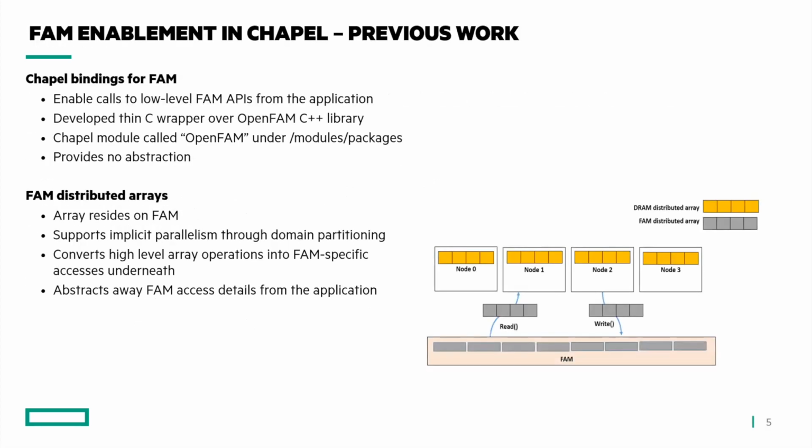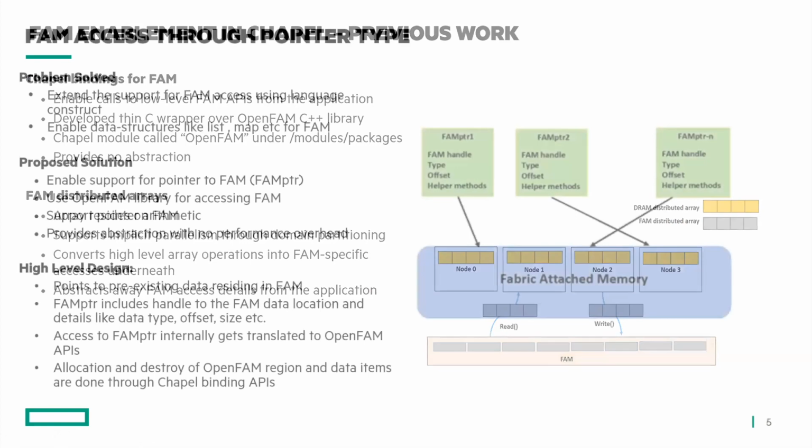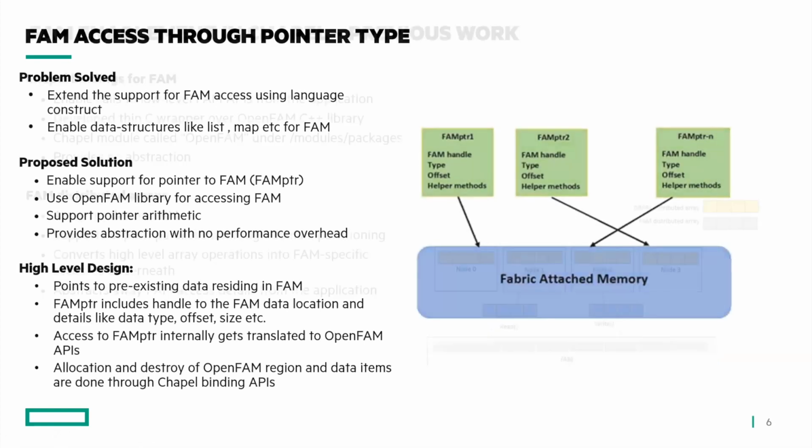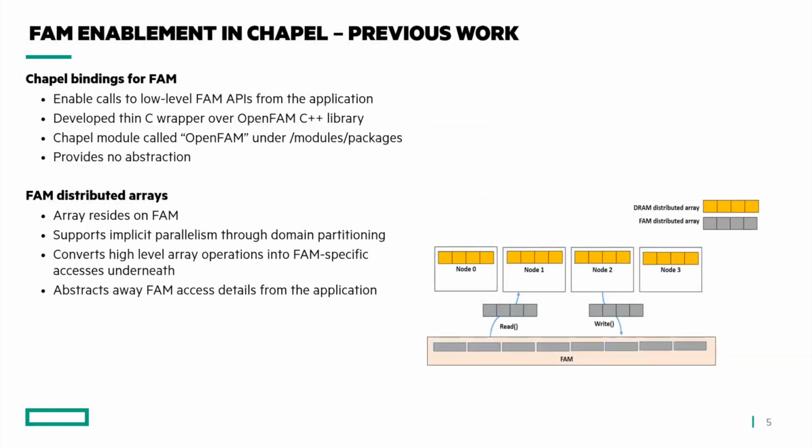So now we will see some of our previous work around the FAM enablement work. We initially started with enabling Chapel bindings for FAM. This is basically to allow calls to the low-level FAM APIs directly from the application. For FAM access, as Harumi mentioned, we use a library called OpenFAM, which is written in C++.